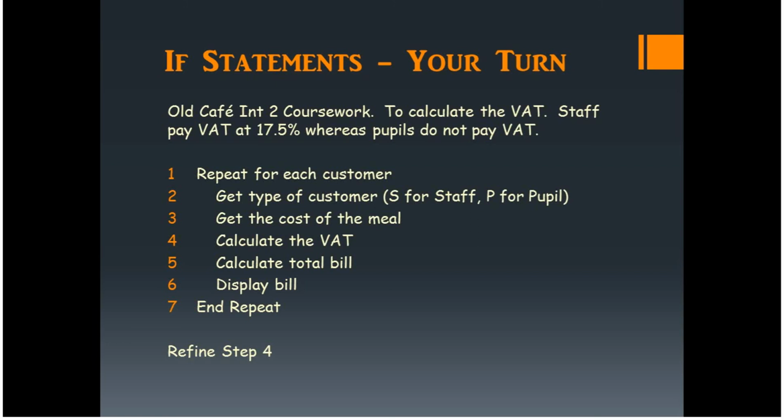So for my VAT, I've got the cost of my meal, and my VAT is 17.5 on that cost of meal. So you should be able to work that one out. It's cost of meal times 17.5 divided by 100. That's how you calculate the VAT. It has to be done inside an if statement because only staff pay VAT. Right, next line.